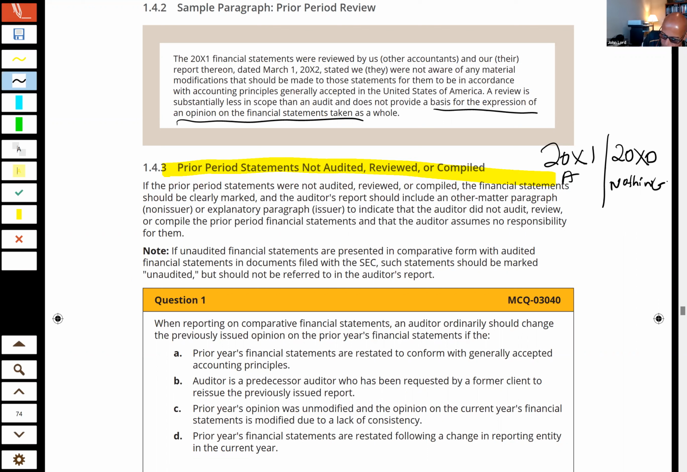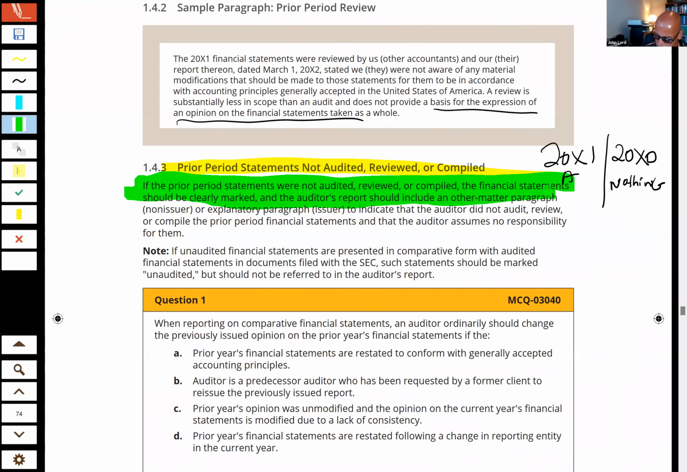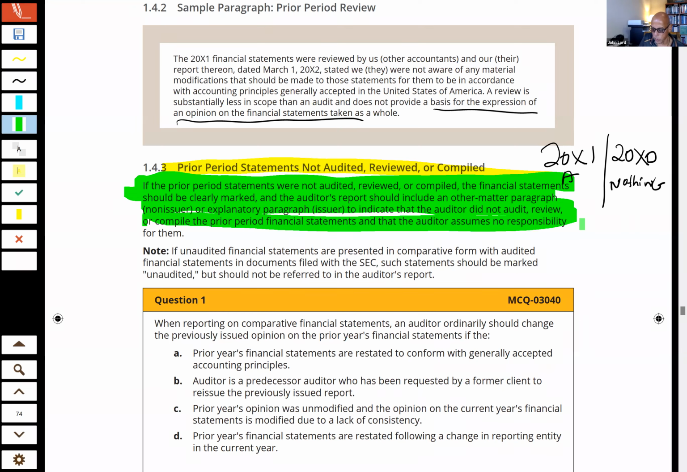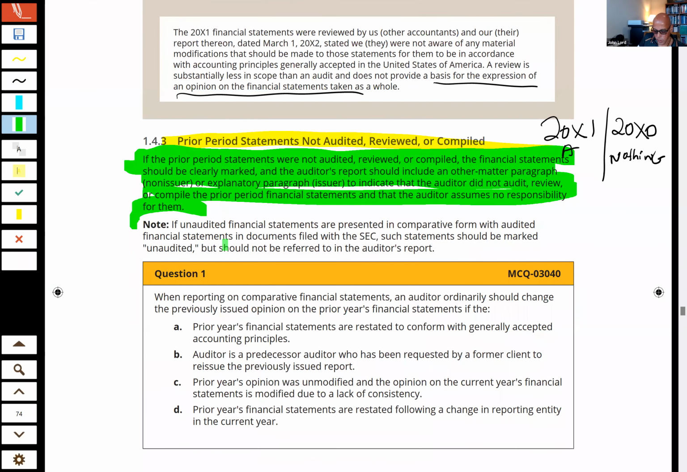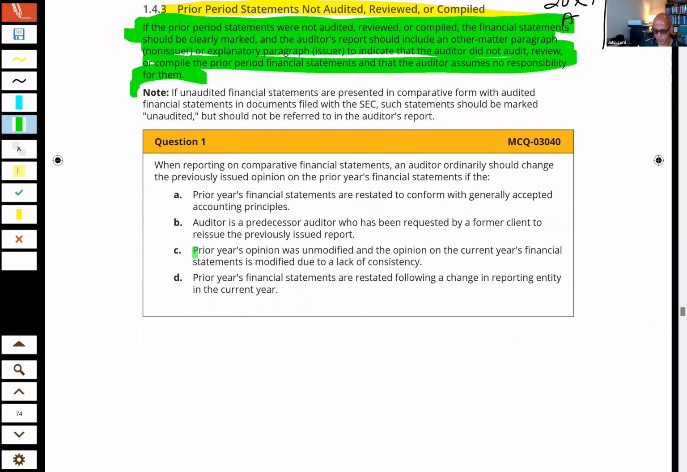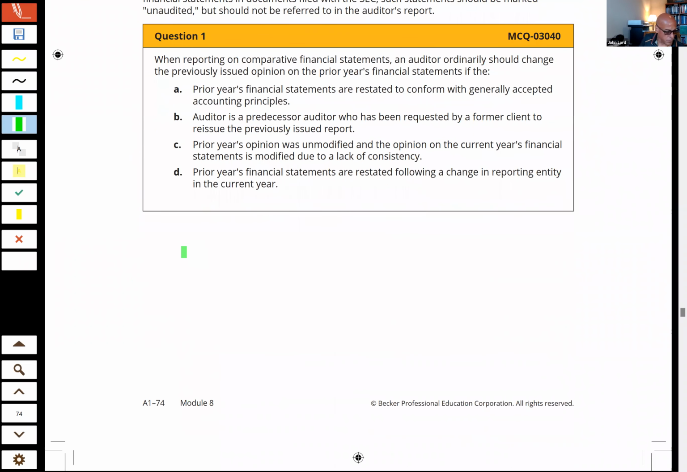Okay, let's take a look. I'm going to highlight that a little bit better. So the prior period statements were not audited, reviewed, or compiled. The auditor should include an other matters paragraph or explanatory paragraph that says we didn't audit, we didn't review, we didn't compile. There was no previous period engagement that would have yielded a report. Okay, good. Let's take a look at a multiple choice question or two for this information.